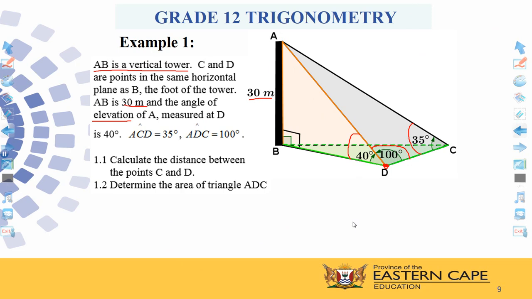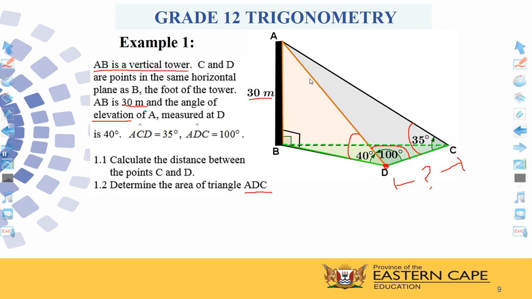Now the question is, calculate the distance between C and D, which means you are looking for this distance. You are looking for this distance between C and D. You want to find that distance. And that distance, as you can see, which triangles does it belong to? I'm not going to talk about that now. And then the last one, determine the area of triangle ADC. Again, triangle ADC. Area of triangle ADC.